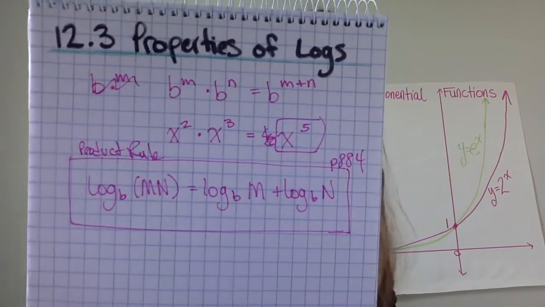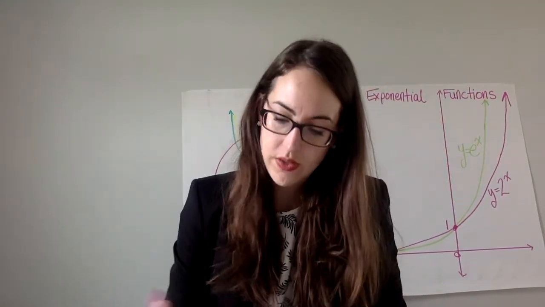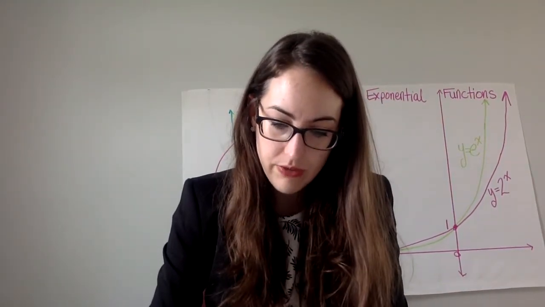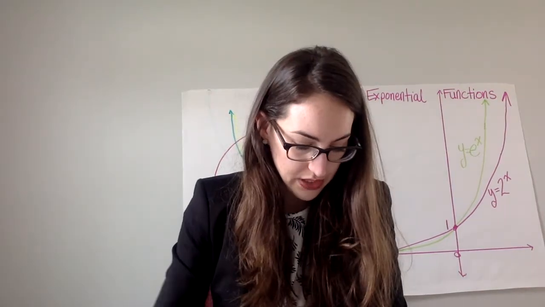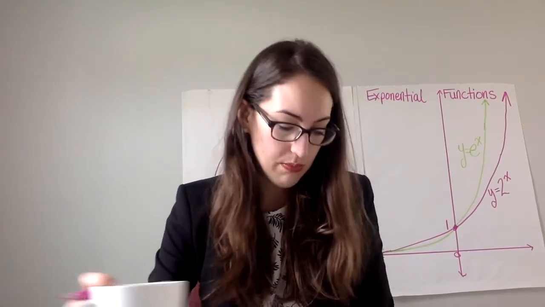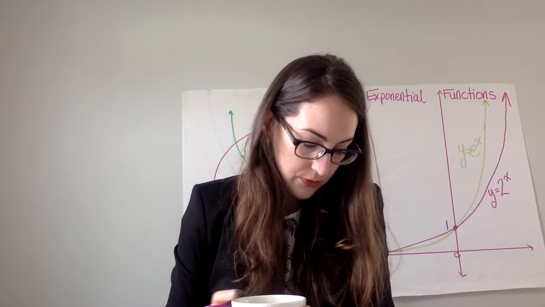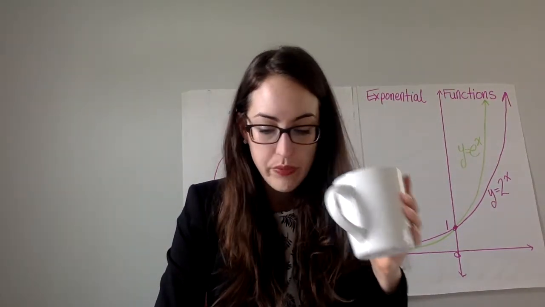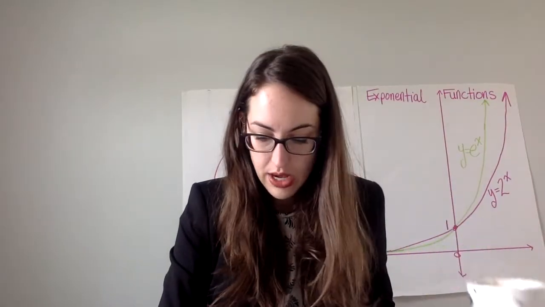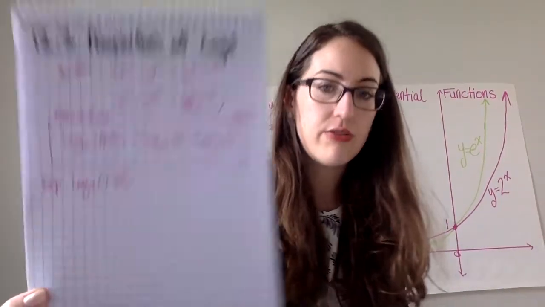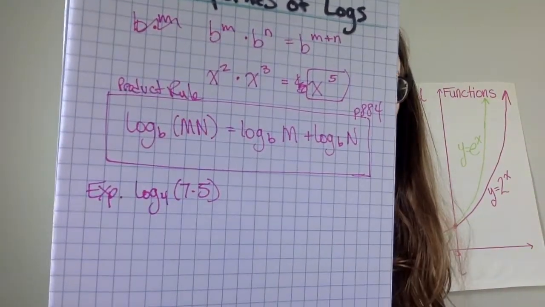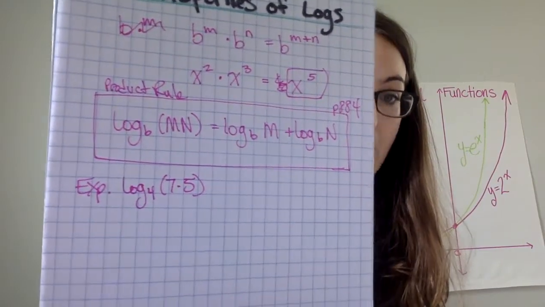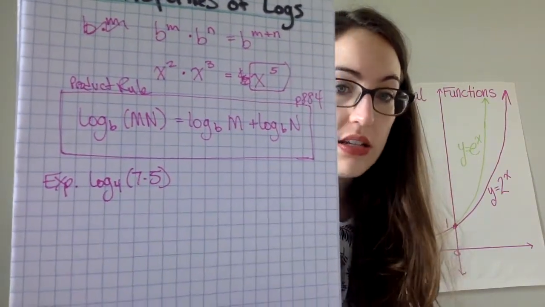Okay, so let's try one. What does it look like when we do this? So your first example here, let's do example 1 out of the book. We've got log base 4, 7 times 5. Copy that into your notes, bottom of 884, and it's here on the screen for you. So I'm copying that rule that's written directly above it.